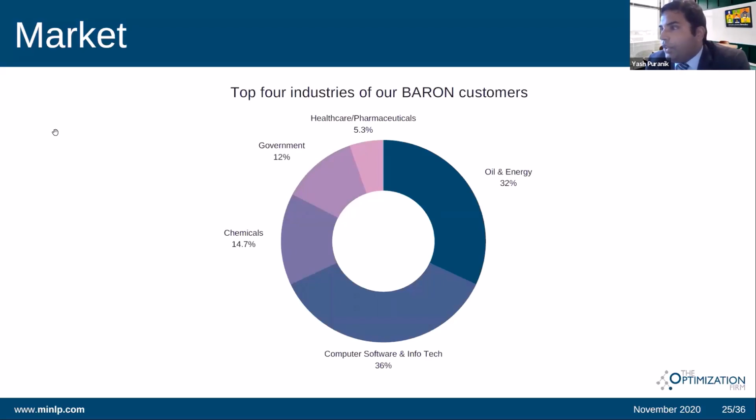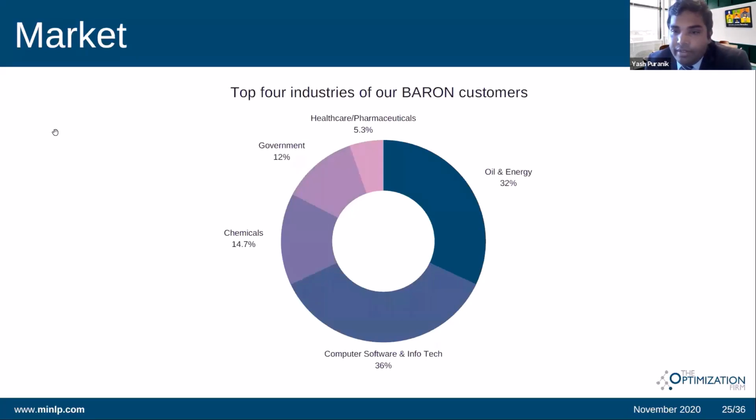Unsurprisingly, things like oil and energy and chemicals are high on the list, but also interestingly, industries in the computer software or infotech sector have found use for Baron in their work. It goes back to something I said before: since it's a general purpose solver, the kinds of applications Baron can be used for are limited only by my exposure or my imagination.